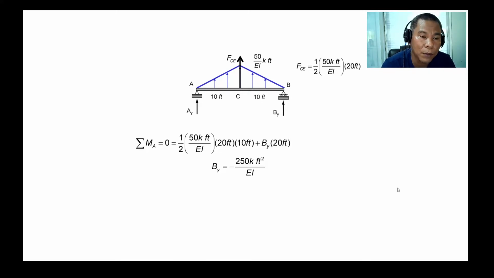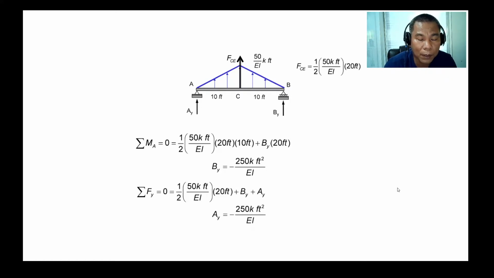But you can also use the equilibrium equation by summing moment at A, which is equal to 0. So you have the loading FCE times the centroid 10 feet plus BY times 20 feet. So BY is minus 250 kip-ft squared over EI. Again, you really have to take care of the units because it will give you a wrong numerical value if the units are different. Again, the result is negative because it should be going down.